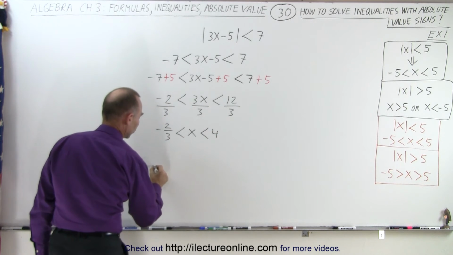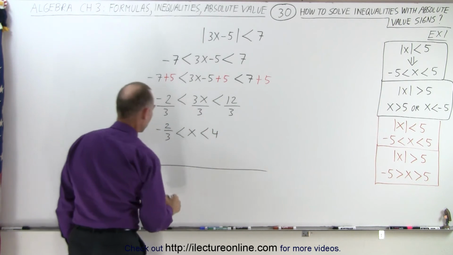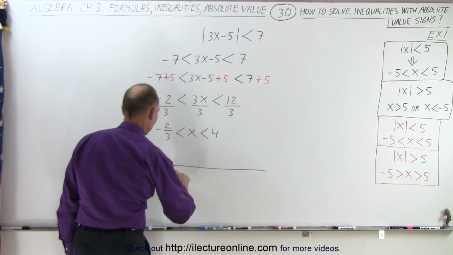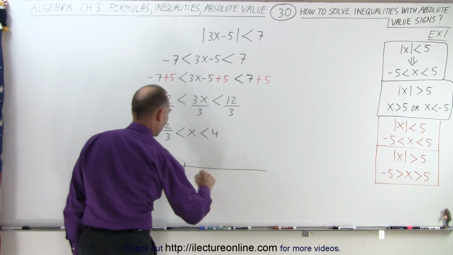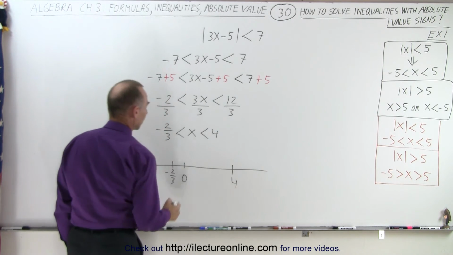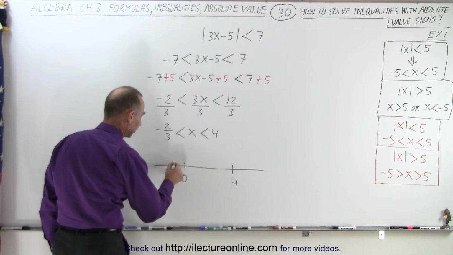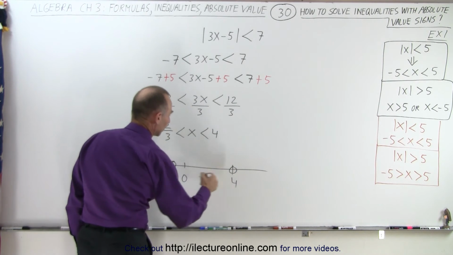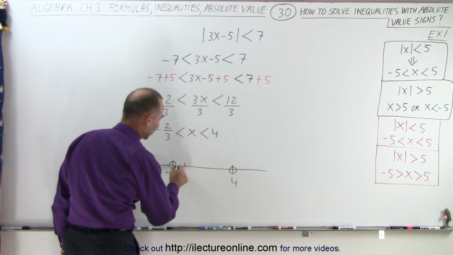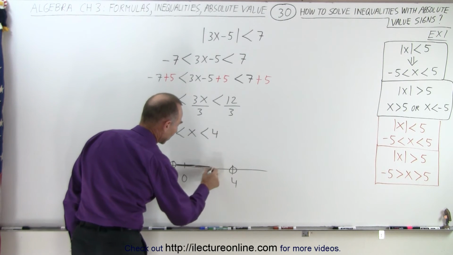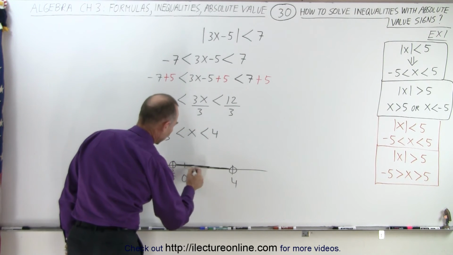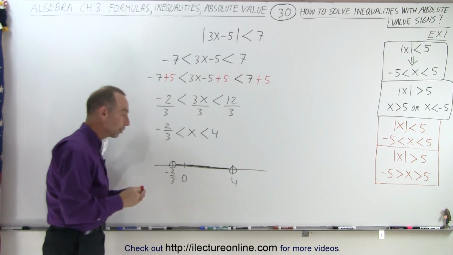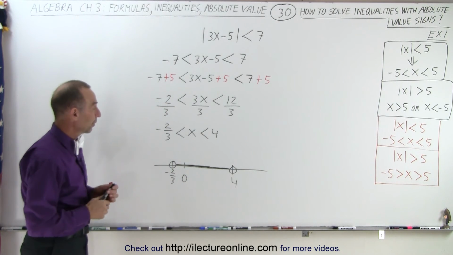And then if we want to show what this looks like graphically, we have a negative 2/3, we have 0, we have the 4 over here. Notice that the endpoints are not included, and we realize it must be the values all in between, like this. And so there we have the graphical solution for our initial problem.